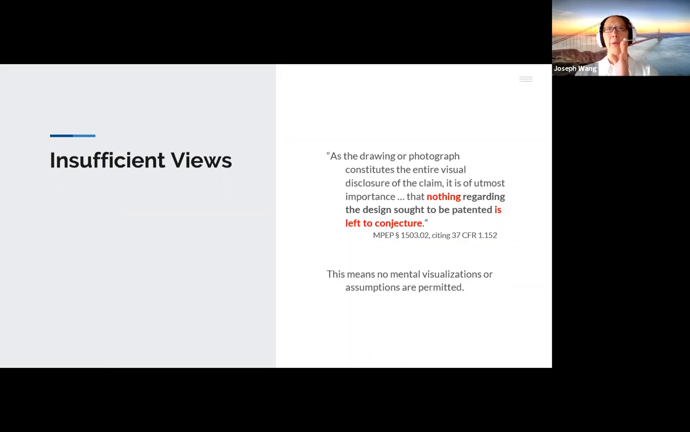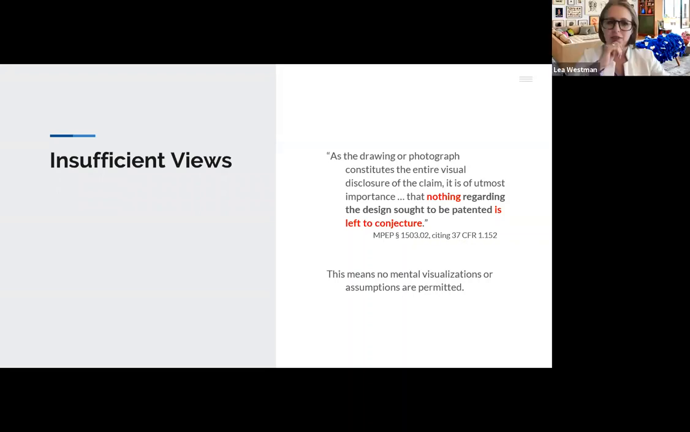This slide here is the key to solving that problem. The standard for getting past 112 is that nothing is left to conjecture. This means you can't rely on mental visualization or assumptions or defaults or verbiage, and we'll talk about that too, about just adding verbiage to the spec to paint a picture. It either is visibly present in the drawings or it's not.